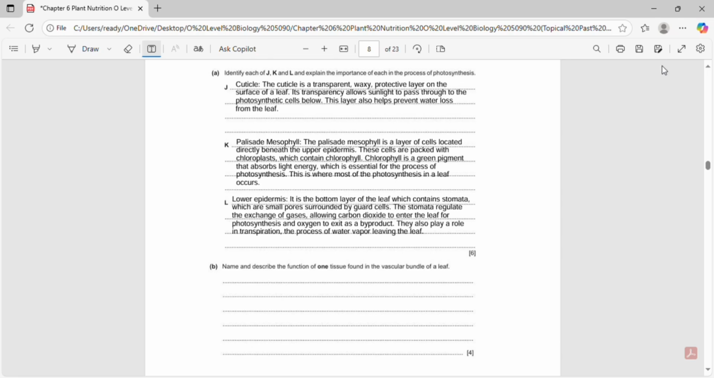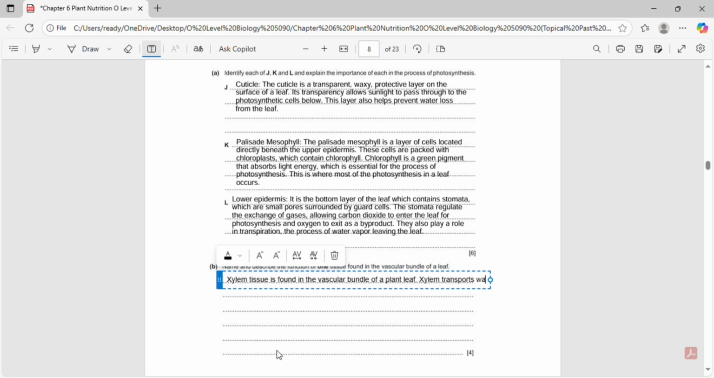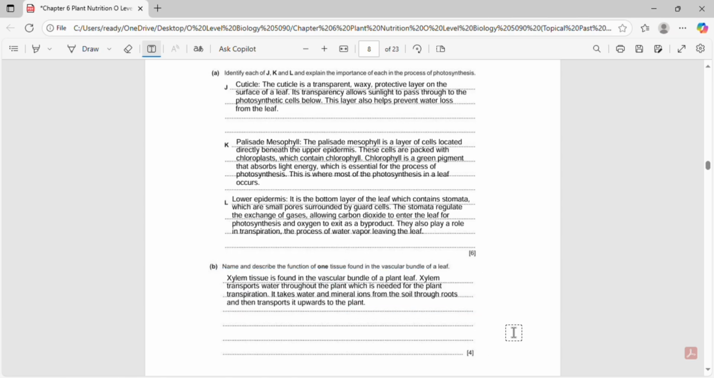Now, the next part asks us to name and describe the function of one tissue found in the vascular bundle of a leaf. We know that vascular bundles are made up of two main types of tissues, xylem and phloem. So we can choose either one for our answer. Since we have already talked a bit about this in chapter 1 as well, let us go ahead and write about xylem. So we will simply write, xylem tissue is found in the vascular bundle of a plant leaf. Xylem transports water throughout the plant which is needed for the plant transpiration. It takes water and mineral ions from the soil through roots and then transports it upwards to the plant. This answer covers both the location and the function of xylem in a clear and accurate way. It shows that xylem plays an essential role in moving water and minerals from the roots to the rest of the plant, which supports both photosynthesis and transpiration.